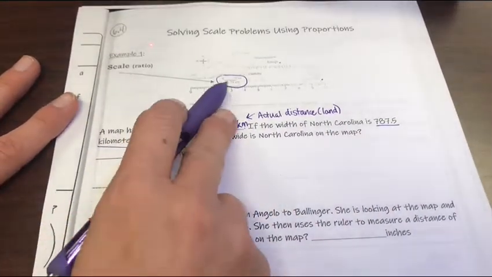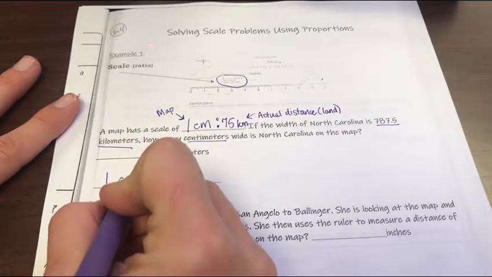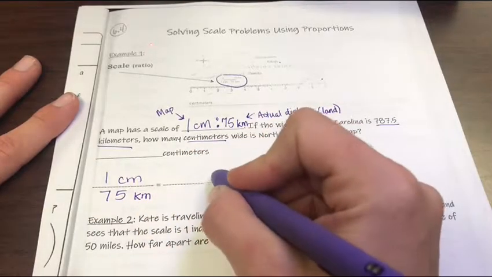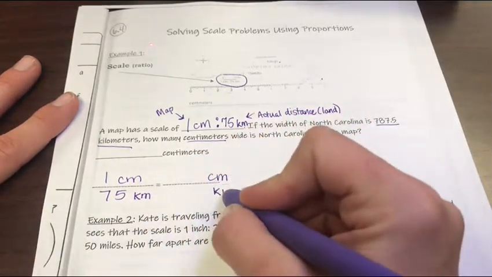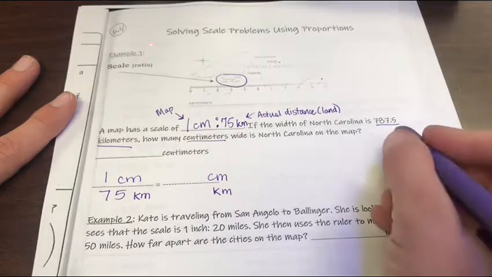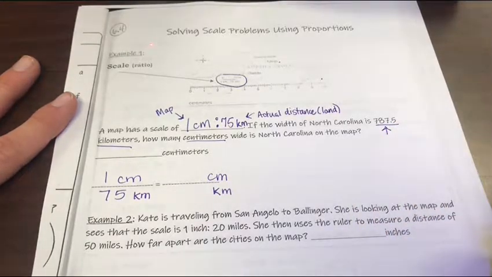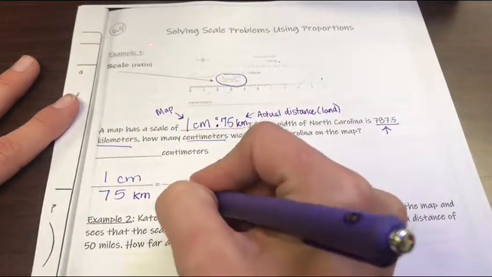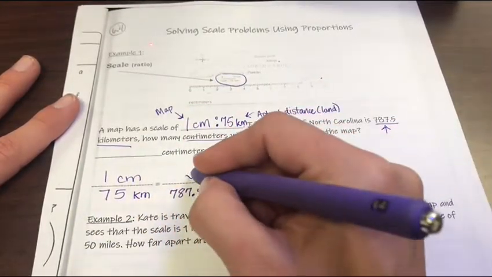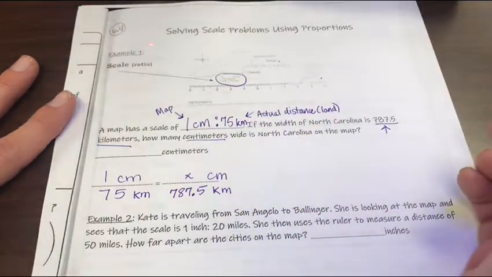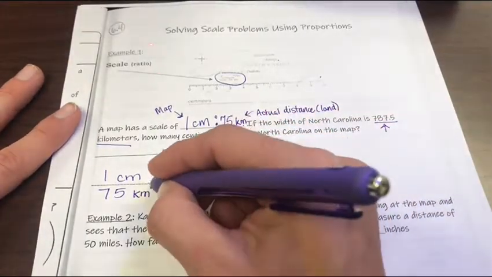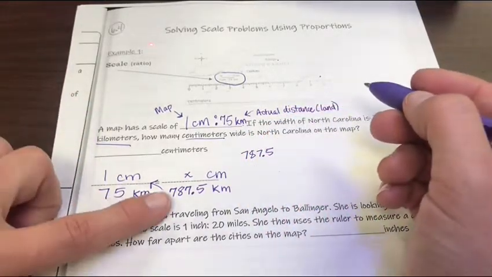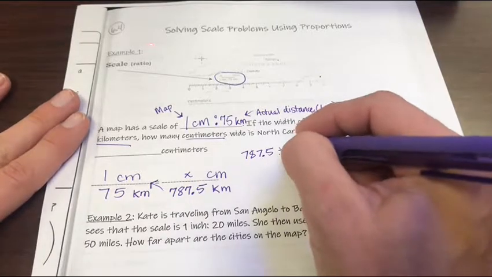So we're going to put our scale right here, 1 centimeter compared to 75 kilometers. Okay, centimeters goes across from centimeters, kilometers goes across from kilometers. And since this right here is the third number given to us, we're going to put this on kilometers. So 787.5 kilometers. So our unknown is how many centimeters on the map. So we're going to cross multiply and divide. So cross multiply, this times 1 is this, divided by 75.